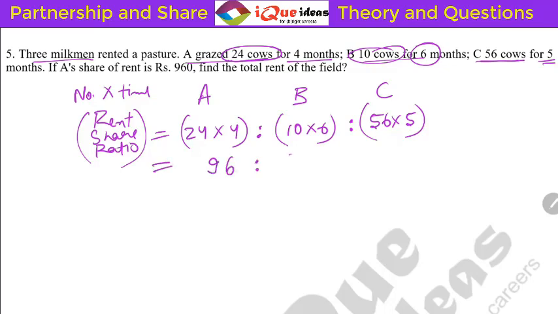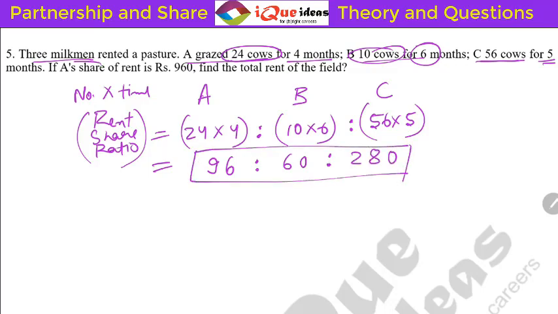10 into 6 is 60. 56 into 5 is 280. Great. Don't do anything else here, because the question is saying A's share is 960. So that means this 96 is 960. Right? So we can identify the other values directly.